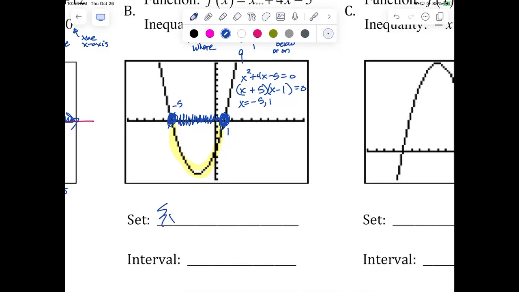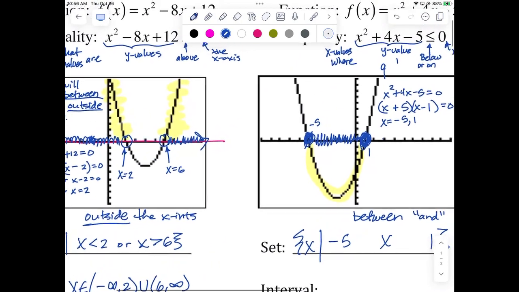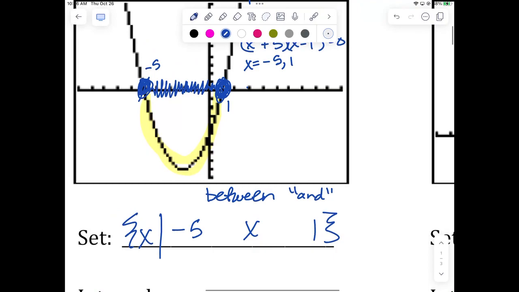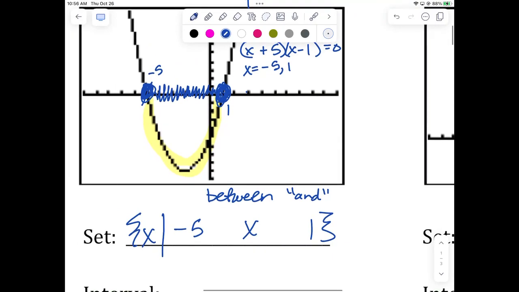In set notation, remember, it's the set of all x such that, and we have to list it from least to greatest. So it's negative 5, x, and 1. This is your compound inequality. This is everything between. It's the and case. Everything over here outside was the or case. Remember the and case, we put either less thans or less than or equal to's, and these are both less than or equal to's. Okay?